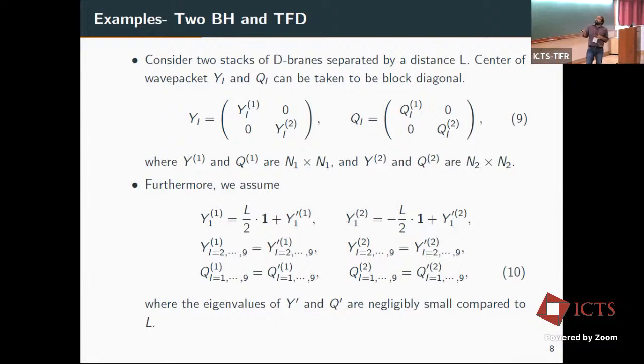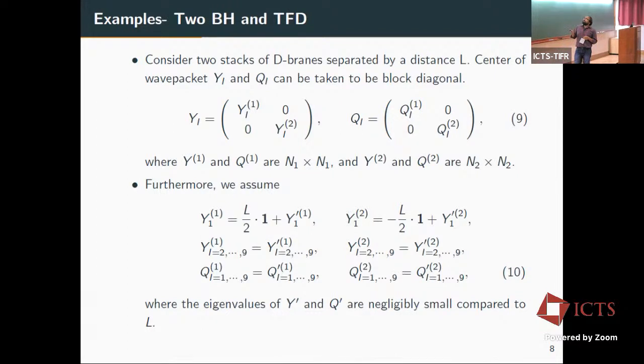For example, we can consider two stacks of D0 branes, N1 D0 branes in one stack and N2 D0 branes in another stack, with these two stacks separated by a distance L. To construct such a state, to construct such a wave packet, we will take the center of the wave packets to be of the form described here.